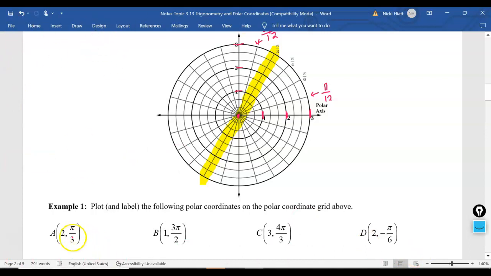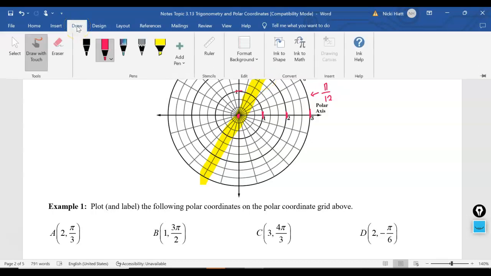So if we go over here, we've got pi over 3. It's on this section, and we're just going to count out for the circles. Here is our circle where we have a radius of 1, and here is our circle where we have a radius of 2. That gives us the point right here. Okay, and so that will be our point A. We need to label that there.